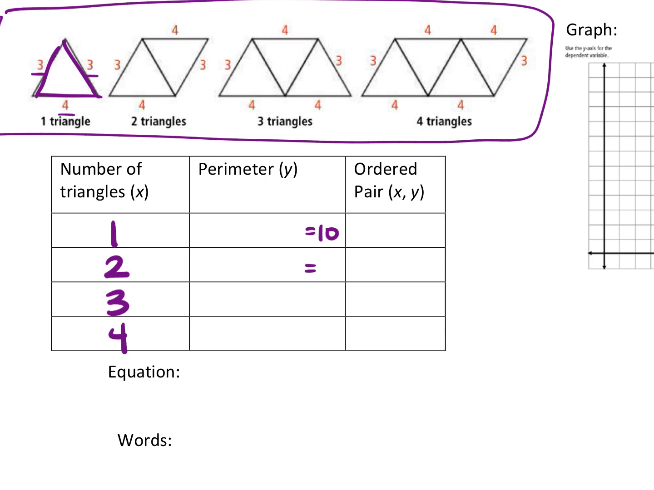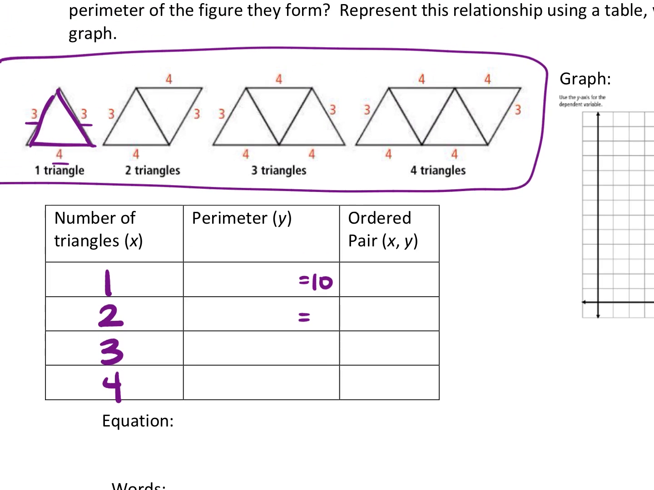Look at your next one. What's the perimeter? So the outside edges, right? That's your perimeter of those two triangles. 14. What's the perimeter of these three? 18 and then 22. Okay, so perimeter is just the outside edges, not every edge. You don't add the ones in the middle, right? You're just saying, what does it add up to on the outside?